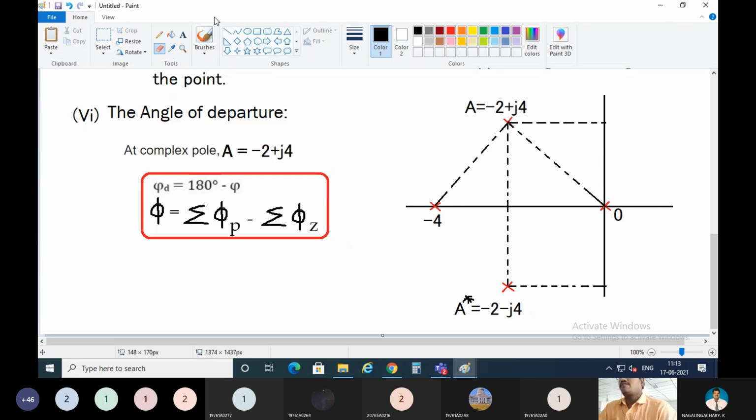So now, what is theta 1? This is theta 1. This is theta 2, and this third one is theta 3. Theta 3 equal to how much? 90 degrees.